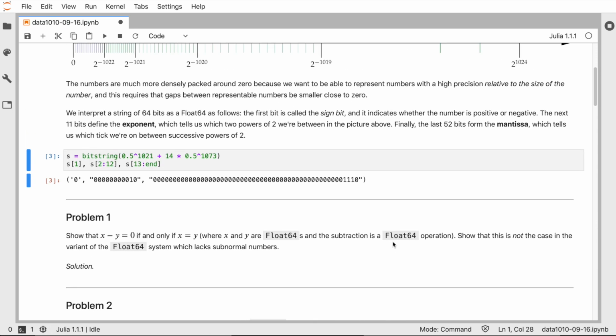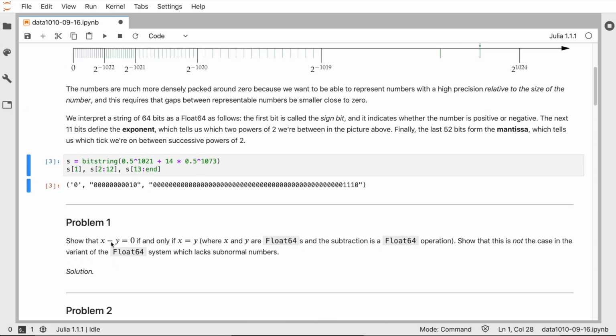So let's jump into this first problem. If x minus y is 0 in the Float64 system, then that actually implies that x is equal to y. In other words, we can distinguish distinct numbers by subtracting. And that's a valuable property for a number system to have, subtracting to give 0 if and only if the numbers are the same. And we need the subnormal numbers in order to do that.